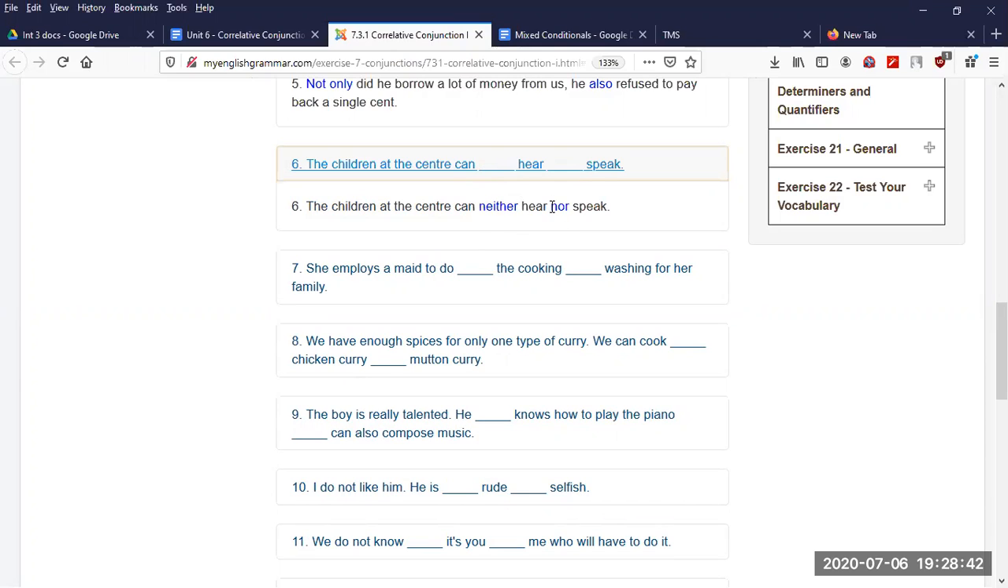So I said that neither and nor are both negative words. They mean not either and not or. So they cannot hear and they cannot speak. They can neither hear nor speak.